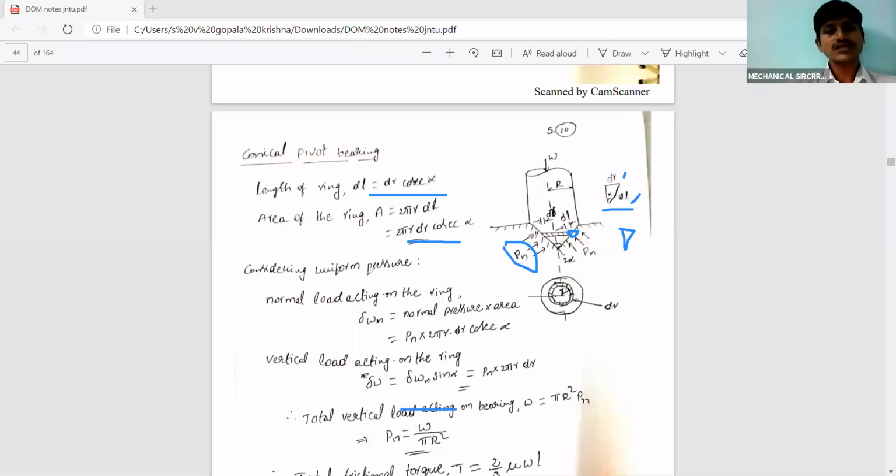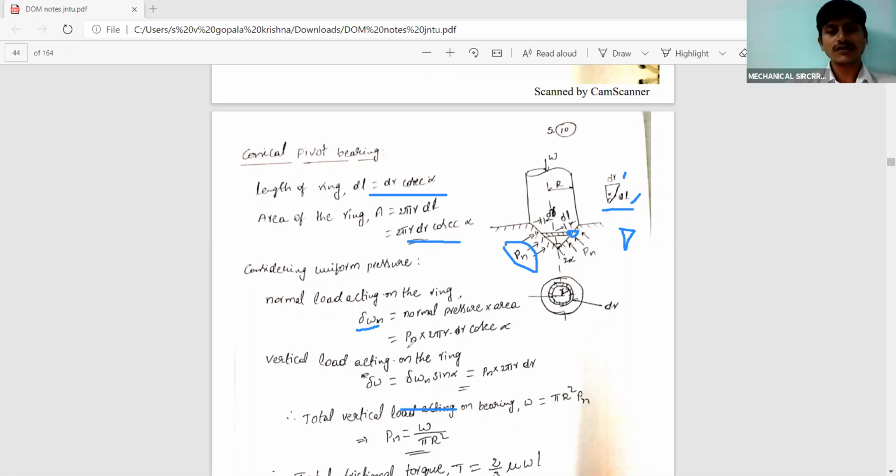Now going to take the conditions. The condition is considering uniform pressure. Before going to find the pressure, the normal load acting on the ring: how much load is acting on the ring? That will be taken with the symbol del Wn, del W suffix n equals pressure into area. That is the normal pressure into area.